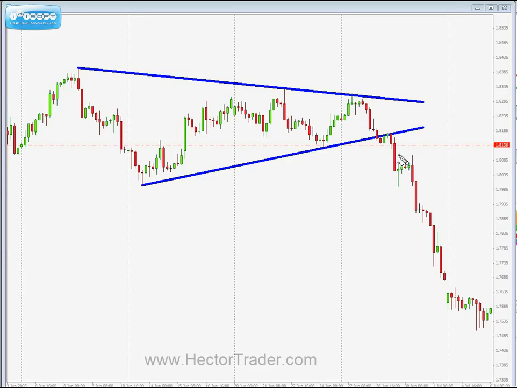Okay, and very quickly, have a look at this. Okay, have a look at this move. Very nice, swift and painless free trade.